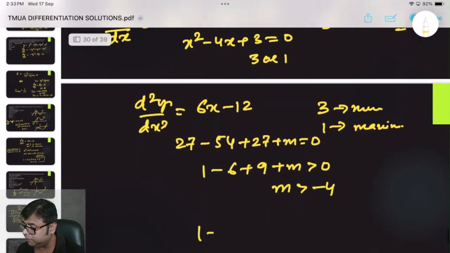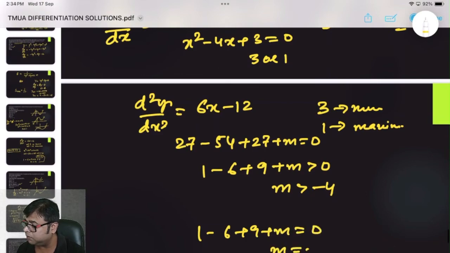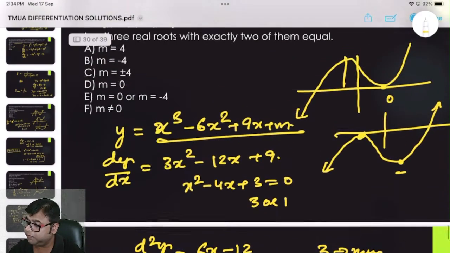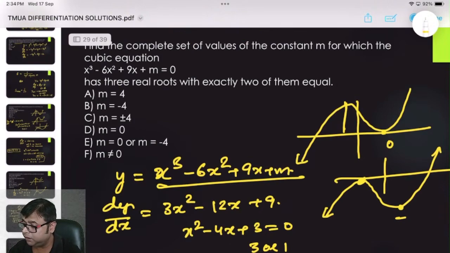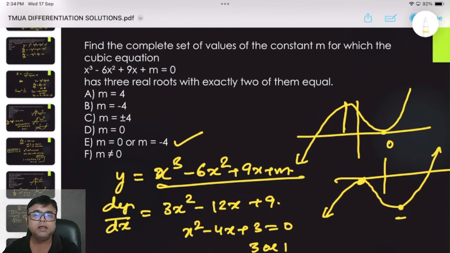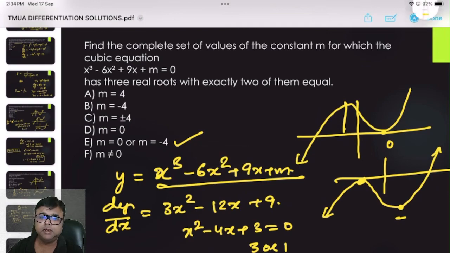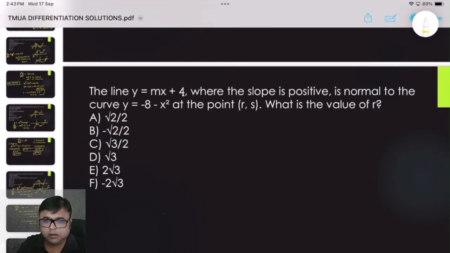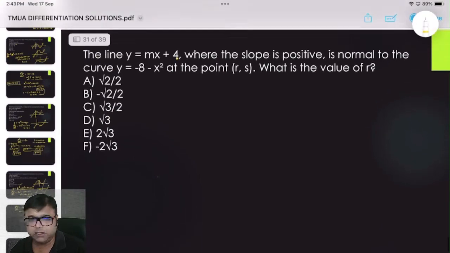So in that case, 1 minus 6 plus 9 plus m should become 0. So m becomes equal to minus 4. So if I look at my options, the answer will be either m is 0 or m is minus 4. So there are two cases, right? And because they're asking the value of m, exact values, m has two values, 0 or minus 4. Under these cases only, two roots will be equal out of 3. Right?